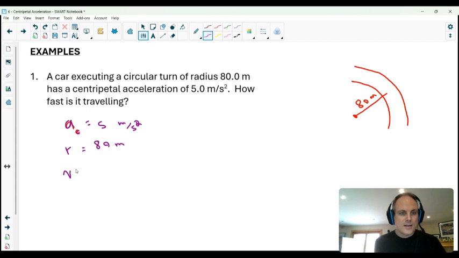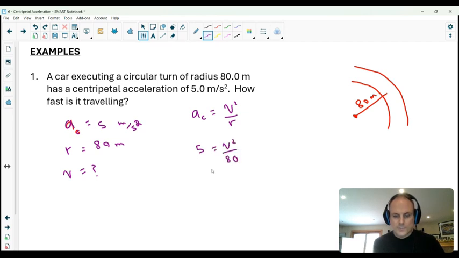How fast is it traveling? My speed is the thing I want to know, but I don't currently know. My formula is centripetal acceleration is the speed squared over the radius. I can sub my values in for 5 for centripetal acceleration and 80 for my radius. I can multiply the 80 up onto the left, 80 times 5, and I say, okay, my speed squared is 400. And then I can take the square root of both sides. So then I end up with plus or minus 20. Now I know it's going to be the plus in this case, though, I want the positive number when I do the square root. The square root of 400 is 20.